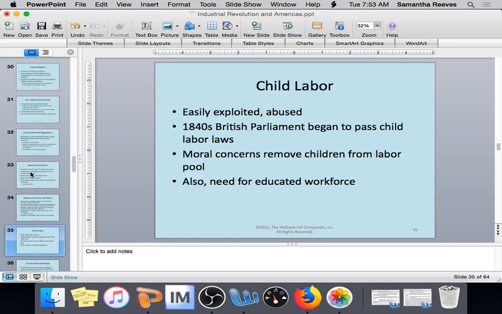Children and women are working in factories. Those are going to be the most common. Why are children and women going to be the most common, Jamal? Because they're cheaper and more expensive. Yes, absolutely. They're so much cheaper.